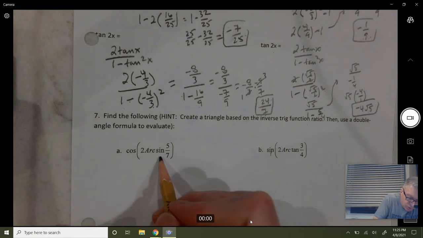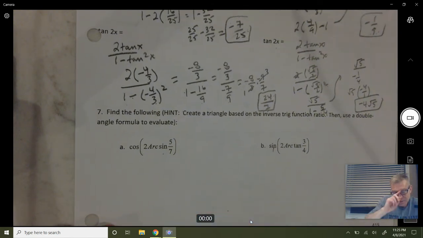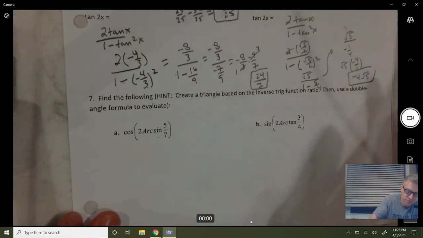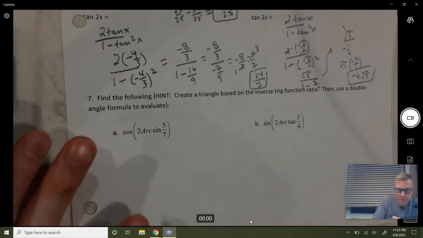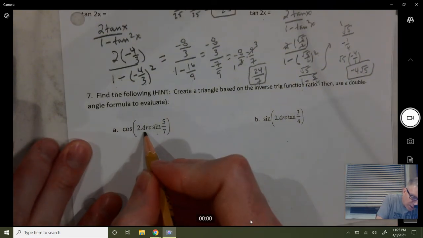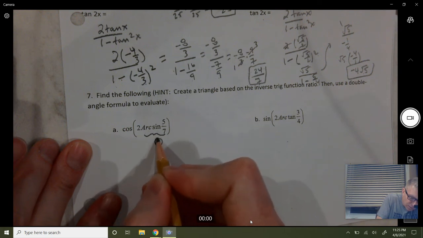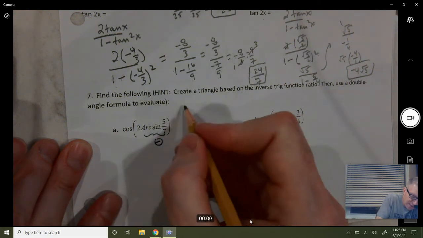Okay. Now, these two are fun on the bottom. Cosine of 2 times this thing. This looks like a mess. It's actually not too bad. These are kind of fun. Okay. Remember that arc sine of 5/7, remember that that is an angle. So we'll treat that as an angle.